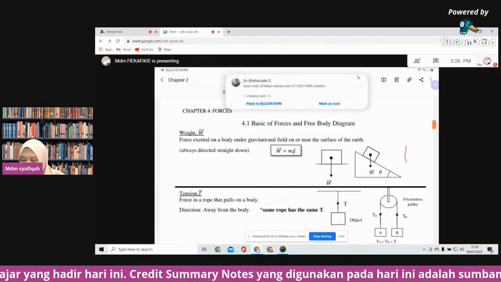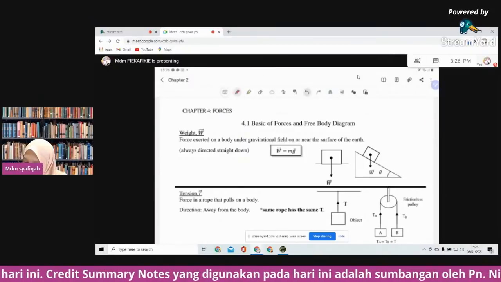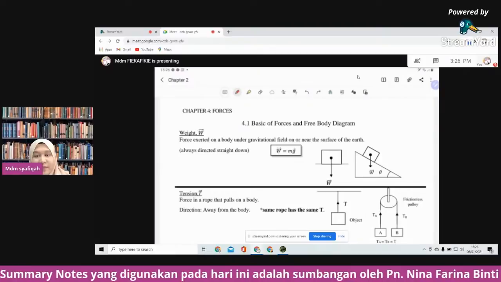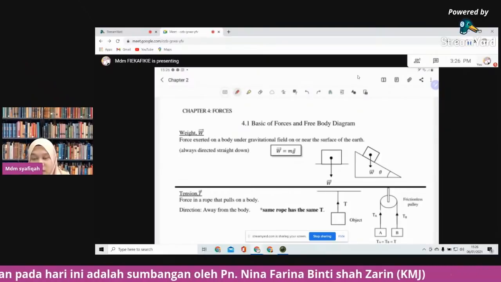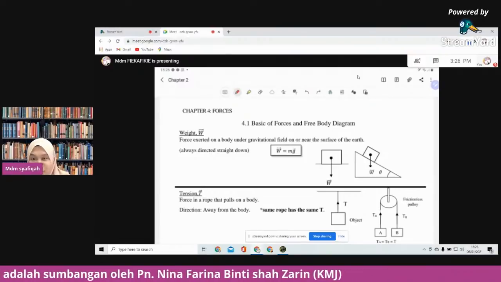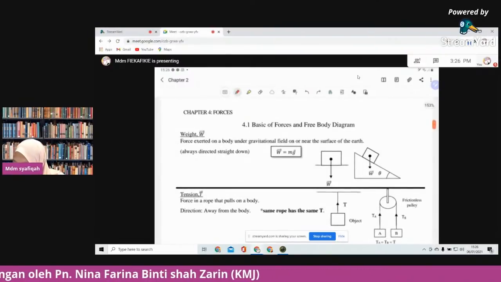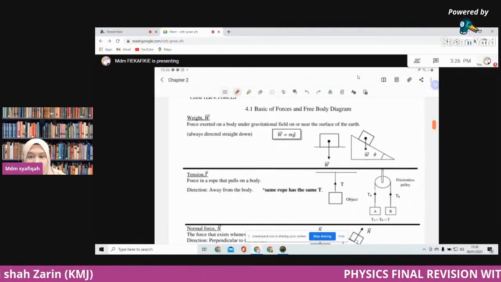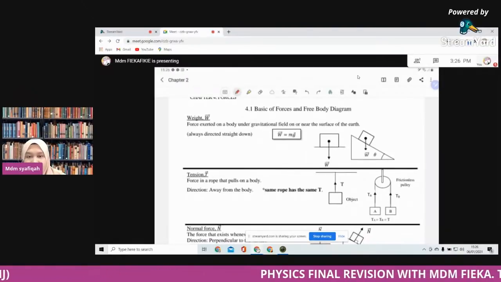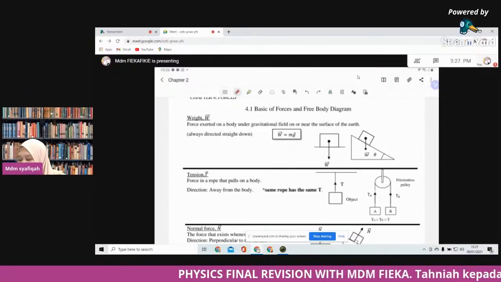Okay, free body diagram. Berapa ramai yang masih tak tahu lukis free body diagram? Okay, awak tak patut tak tahu sebab esok dah nak exam. Okay, so you must know the type of the forces. So weight, so force exert on a body. So semua orang pun dah tahu.